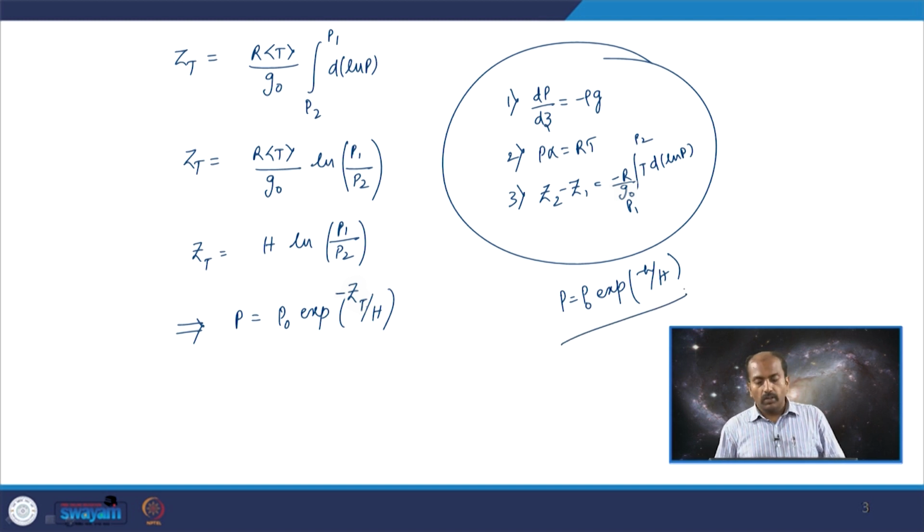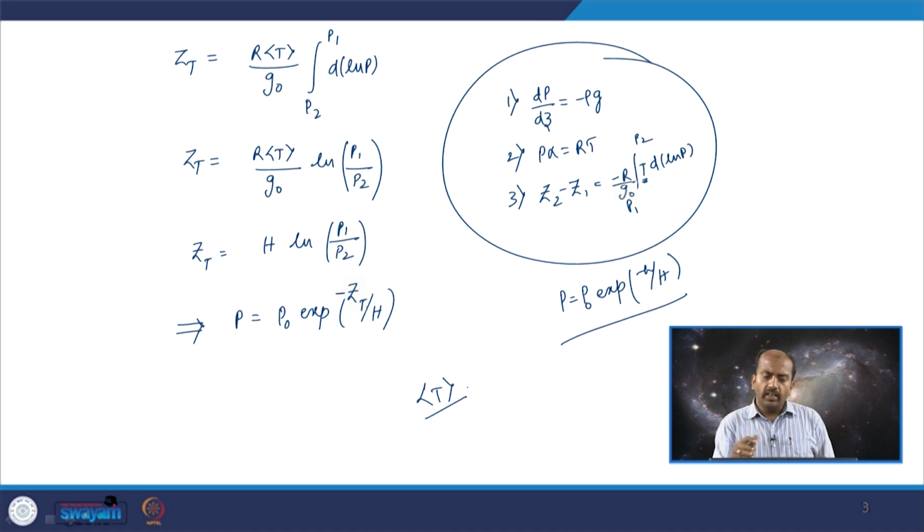So, as long as the temperature is not changing with respect to height. This temperature coming out of this integral only allows you to have this relation, right. So, if T changes with respect to height, then it becomes complicated. That is the reason that you define an average temperature, right. Now, using this hypsometric equation, we can get a very important result, a very important derivation.